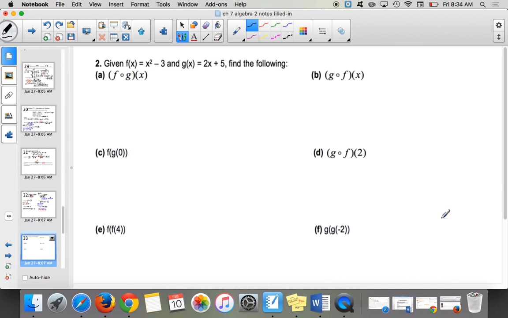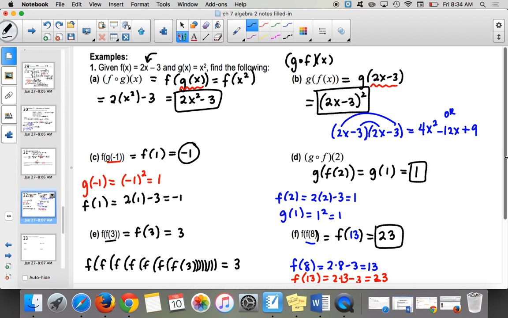All right, so it says, given f of x is equal to x squared minus 3 and g of x is equal to 2x plus 5, find the following. So you're going to find all of these different things. Do you guys want to practice and try them first? See if you can do them? Hey, can you go back up a little bit? Yeah. So you guys go ahead and practice.